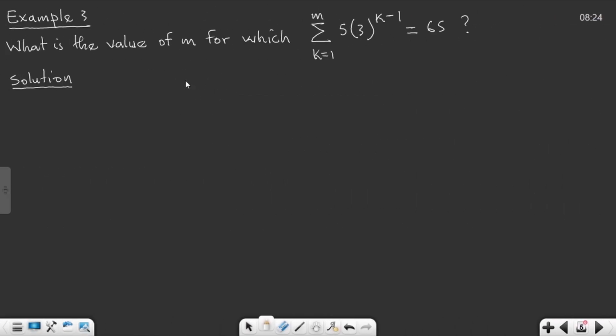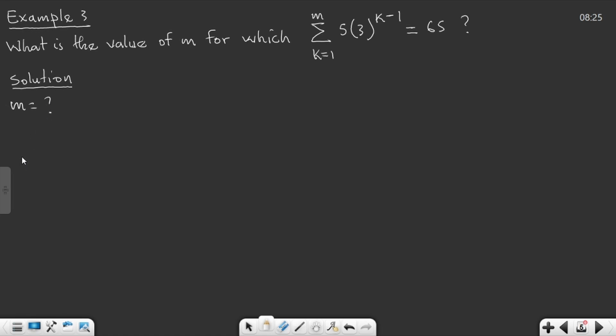Okay, in example number 3, the question says, what is the value of M for which this sigma notation, the sum or the series, is equal to 65? We need to find the value of M. What is M equal to?